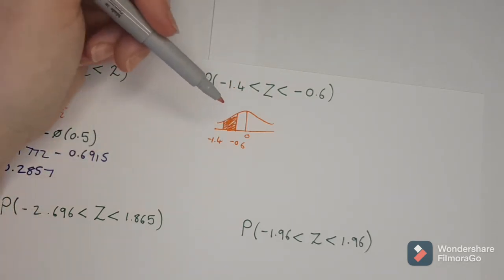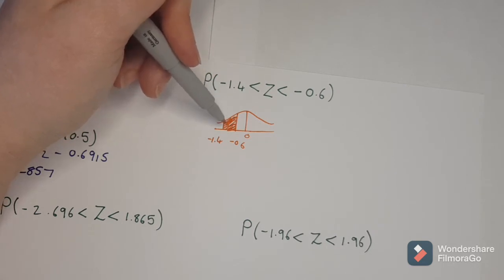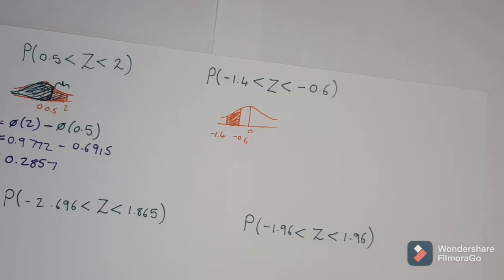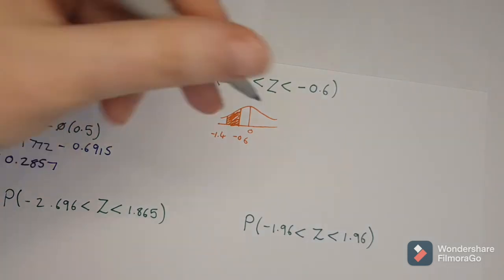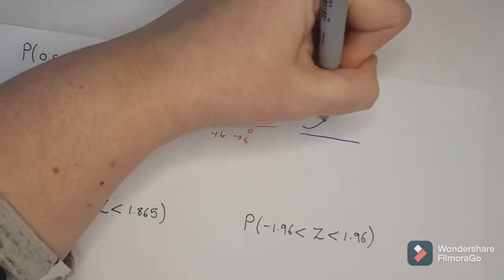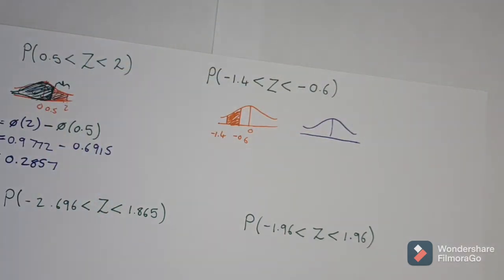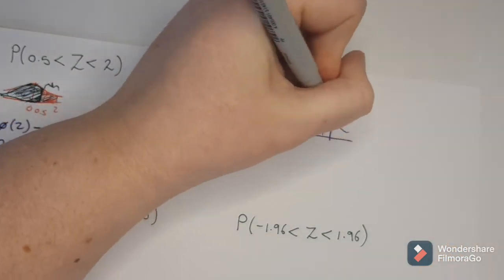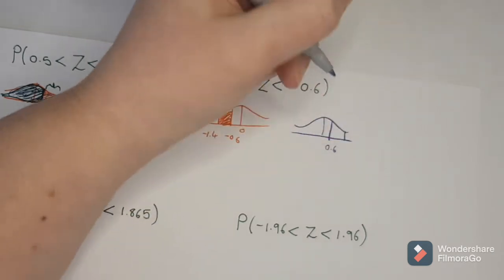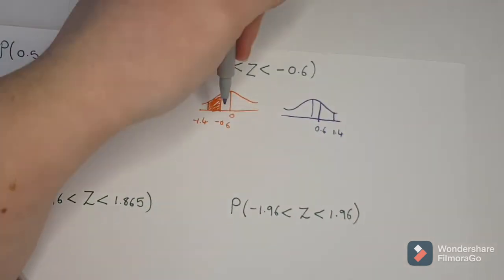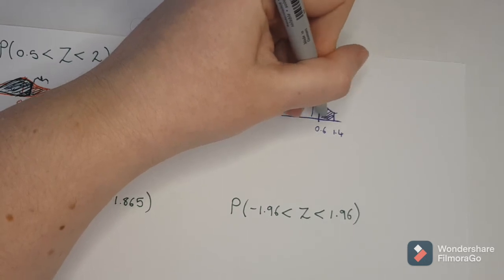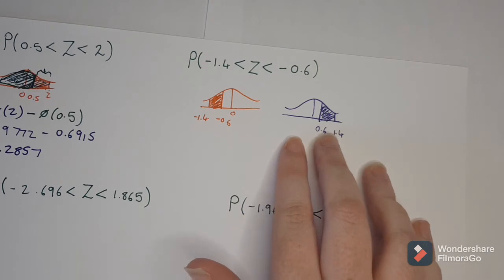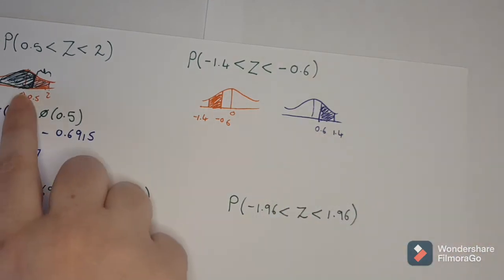Okay, so now I've got areas in between, but the first thing I notice is they're negative, and I cannot have negative on the table. So the first thing we have to do is flip the curve. I'm going to take my curve and flip it over. And when I flip it over, I get my 0.6 and my 1.4 that are positive, and I still want the area in between. So now I want that space. Okay, so now it looks very similar to the one I just did.